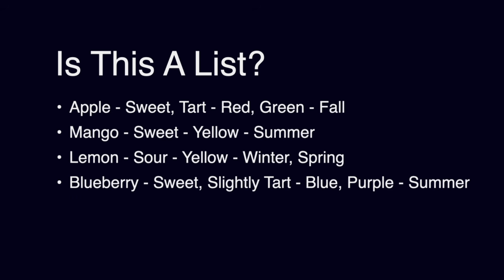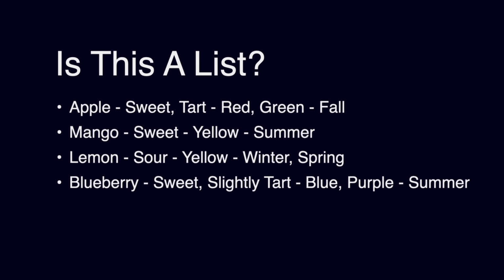I have a question for you. Take a look at this. Is this a list? Well, you may say yes, it's a list of fruits. But take a look at the information that comes after. For each of them, the next information is something about taste, sweet, sour, tart. Then it's something about color, red, yellow, blue. And then we have something about season, fall, summer, winter.